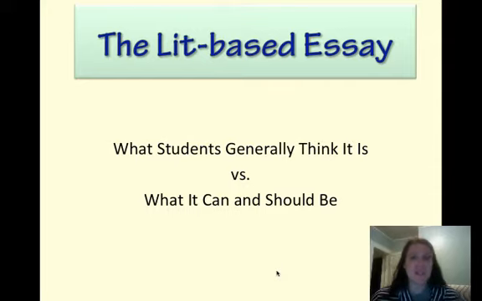Now, I know some of you are dreading this, others are looking forward to it because as some of you have told me, you just don't have anything left to give of your personal self in a personal narrative essay. So for those of you who feel that way, the lit-based essay may be a bit easier because you're writing about someone else. Either way, I find that students have some misconceptions about the lit-based essay and what it actually is and can and should be for you.